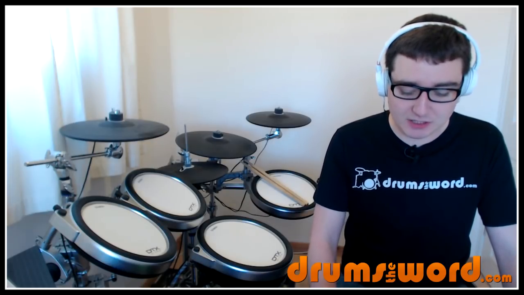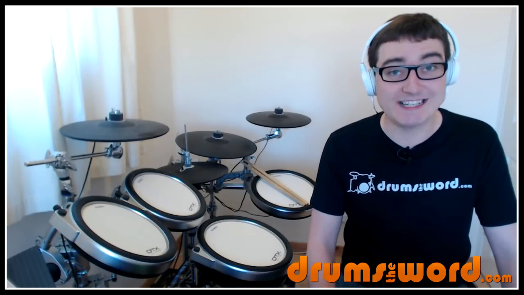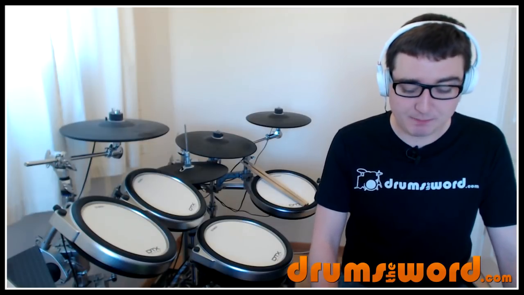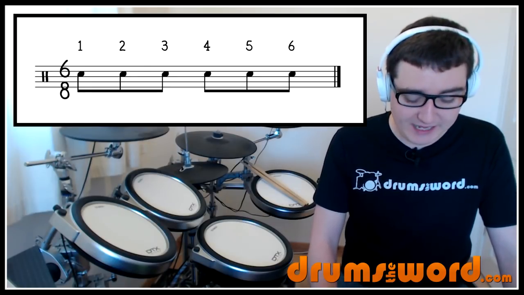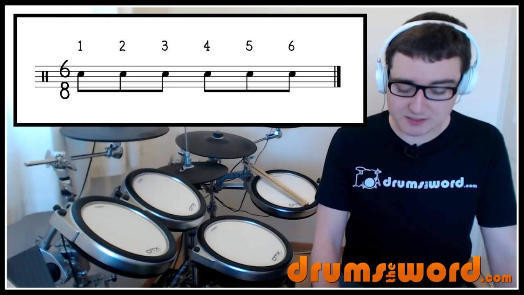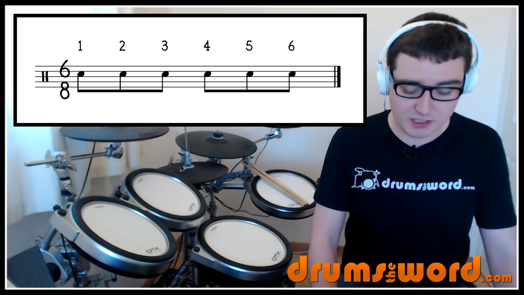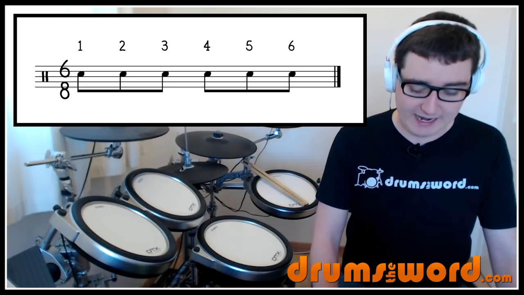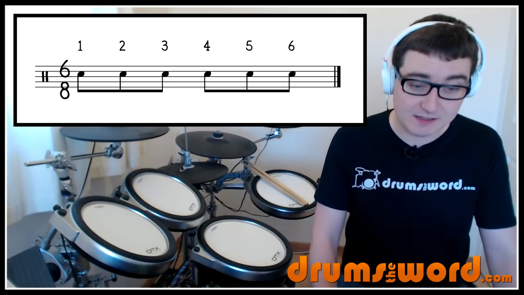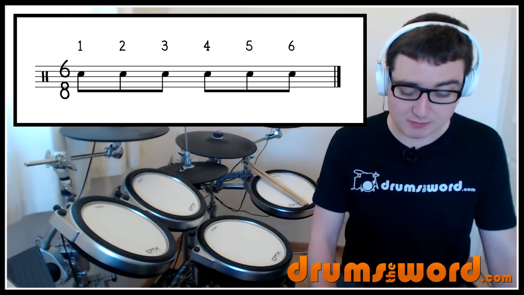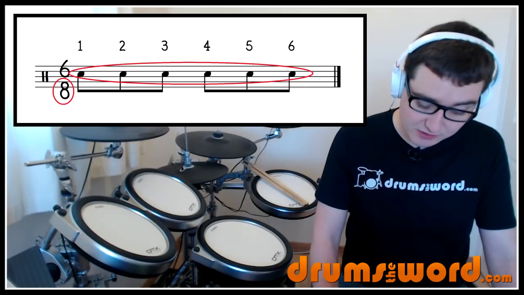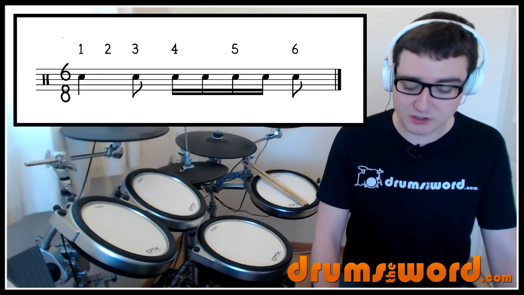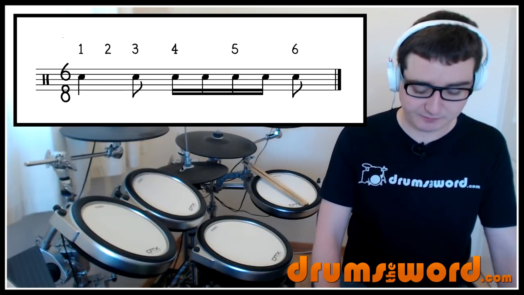The next common number used at the bottom of time signatures is 8, as shown here with this bar of 6/8. The 8 represents eighth notes. In other words, each counted beat of the bar is equal in duration to one eighth note. And as this bar has 6 counted beats, it means it can hold up to a maximum of 6 eighth notes, or any number of notes with a combined duration of 6 eighth notes.